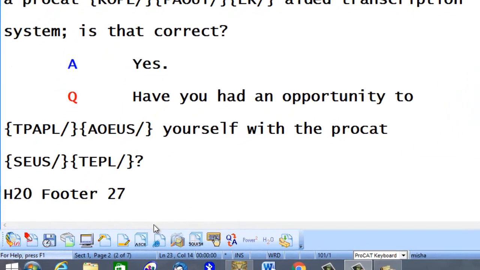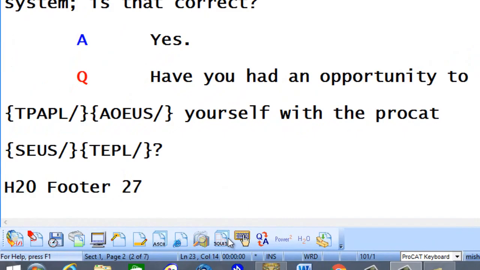So if you look down here at our quick keys, you have what's called Power 2 and our H2O. And this is for our superscripts, and this one is for our subscripts. So let's take a look at the superscripts first.